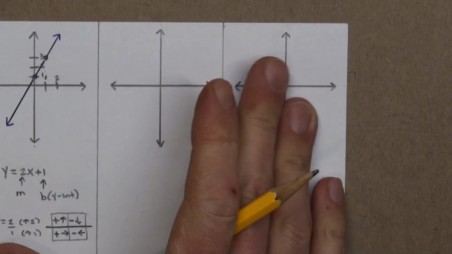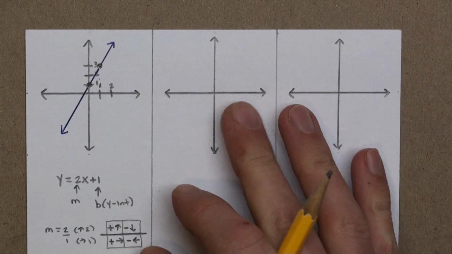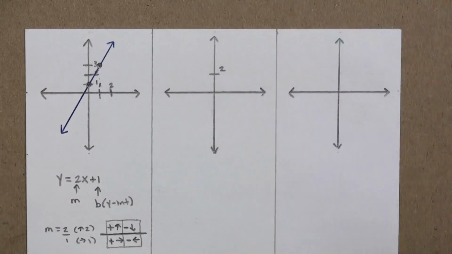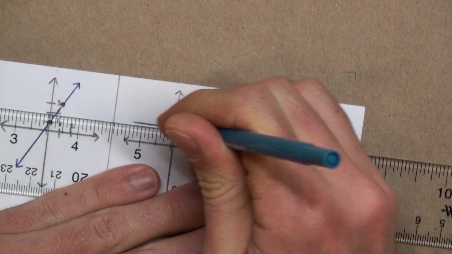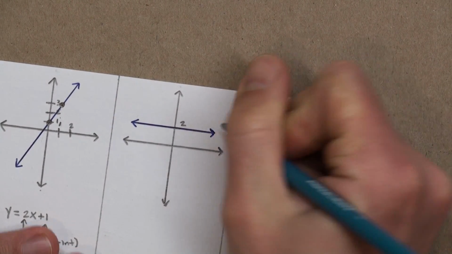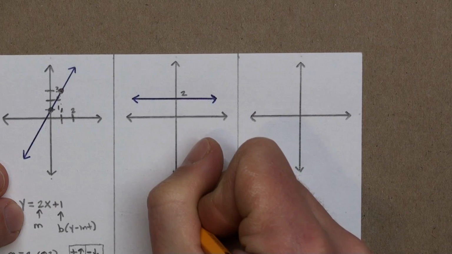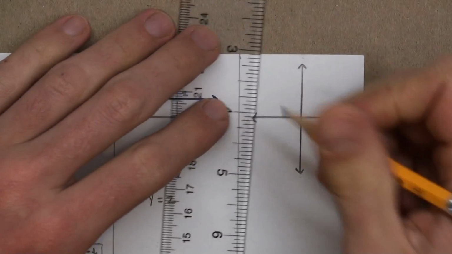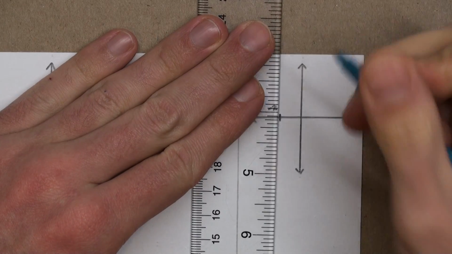So now if we want to do an example of a horizontal line, right? It's y equals some number. Let's do, for example, y equals 2. So all you have is a horizontal line that goes through 2 on the y-axis. Okay? y equals 2. Now let's do an example here. Let's say it goes through negative 2 and it's a vertical line.